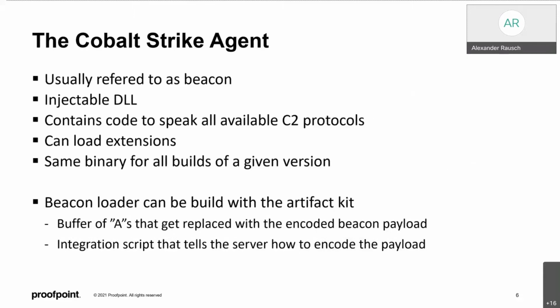Now let's zoom in on the agent component. Like I already mentioned, the CobaltStrike agent is usually referred to as beacon. The format of the beacon is an injectable DLL that lives in memory and usually does not touch the disk in an unencoded state. Beacons contain all code necessary to speak various available C2 protocols, so it is possible to switch C2 protocols during operations.